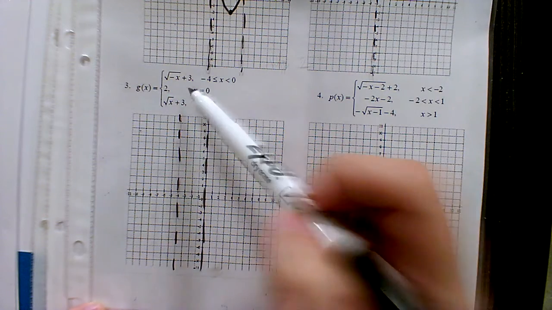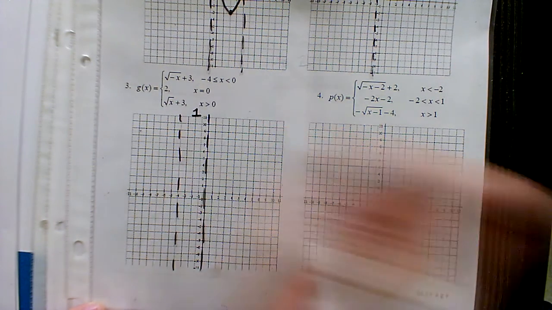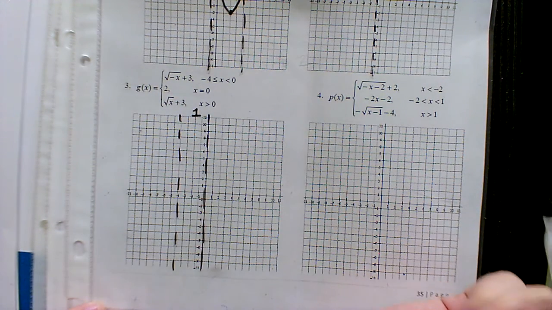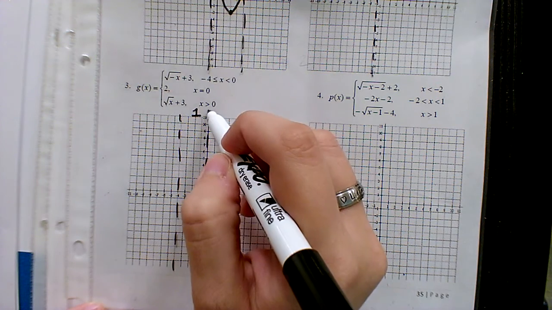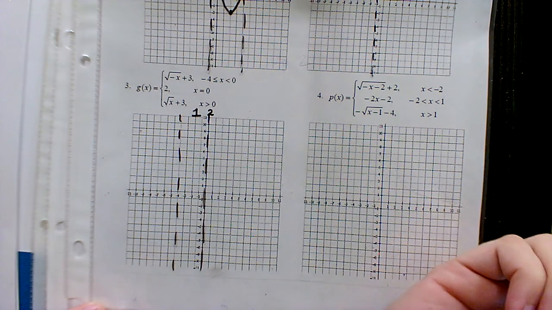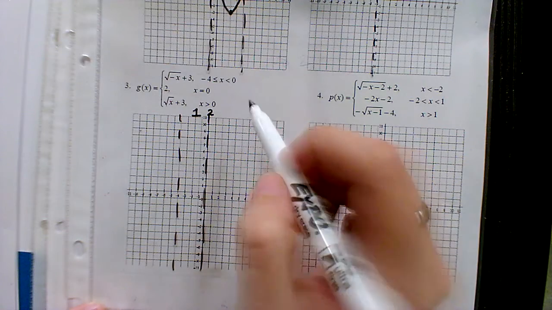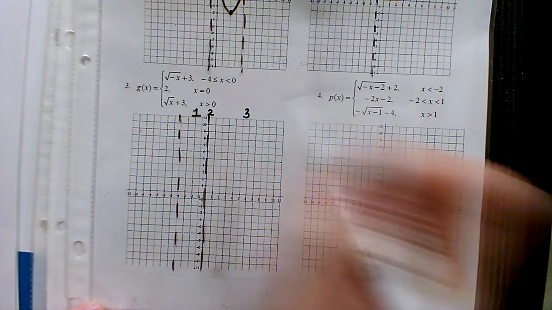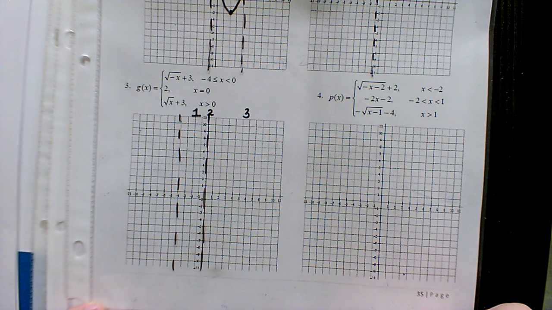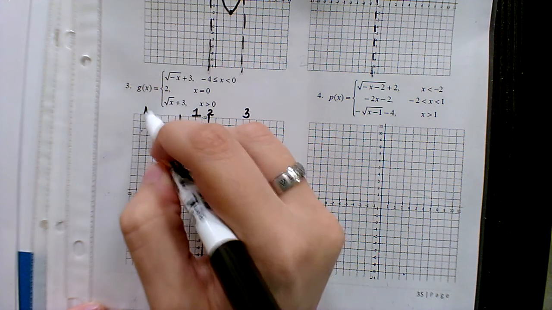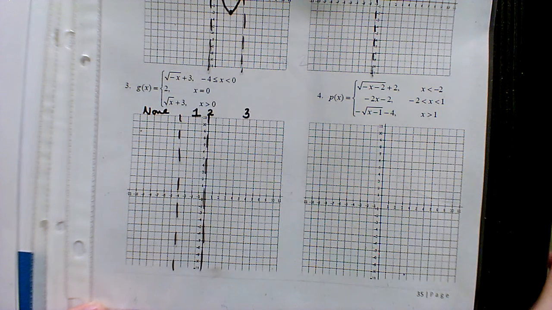Let's see, the first equation is going to show up between -4 and 0, so you can label that on your graph. The second piece is going to show up exactly at 0, so it's going to be on that barrier. And the third piece is to the right of 0, so completely on the right-hand side. So that means we have absolutely nothing on the left.